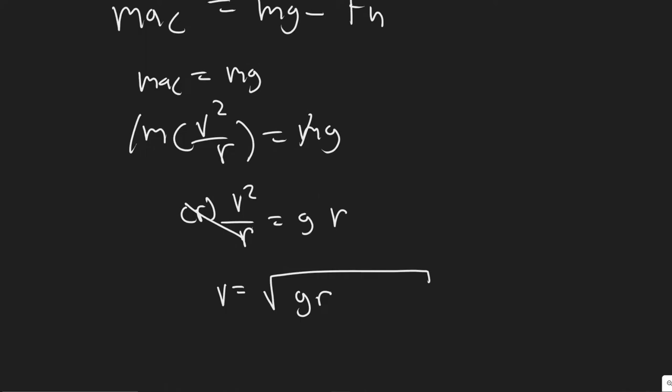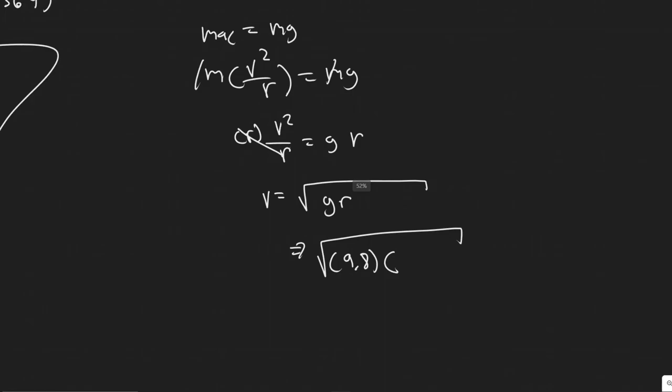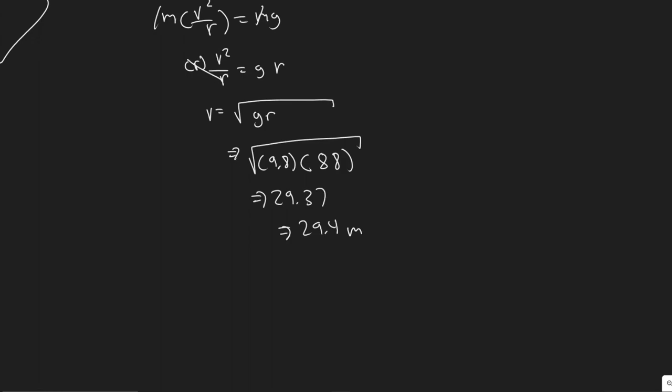This is what we get when it's set to zero. So we have the acceleration due to gravity, which is a constant, 9.8, and then multiplying by the radius, which is 88. Plugging this into our calculators, let's see what we get. You're going to get 29.4. That's how I'm going to round. And then the units, obviously, for velocity like this is just meters per second.